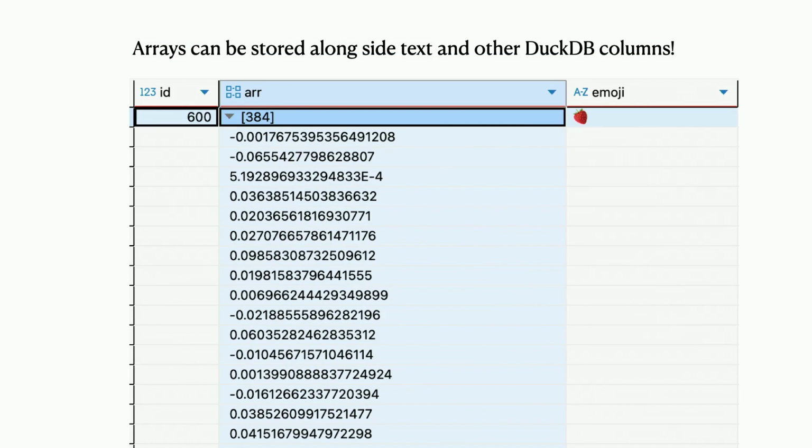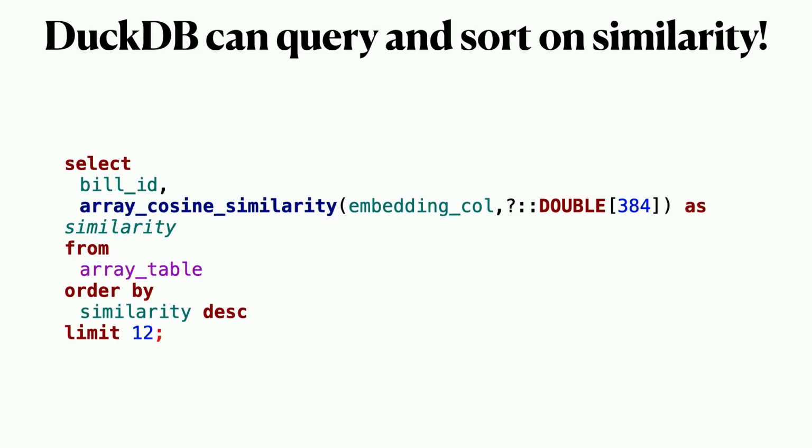But it's not just that DuckDB supports the array as a data type, it has helper functions built in that let you do math on them. So here's a SQL query, and this is actually on legislation, not on emojis. But the key thing is that second line. We're selecting some stuff. We're selecting array cosine similarity.